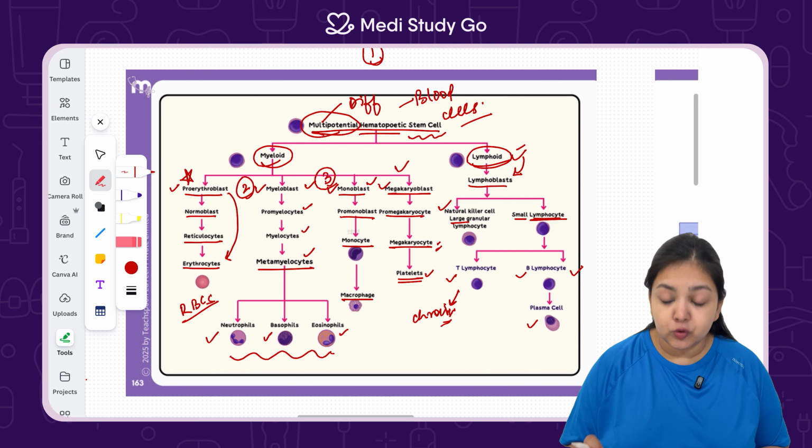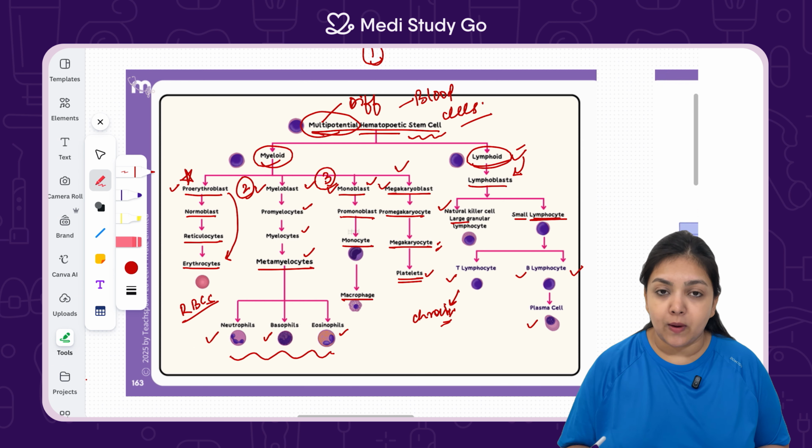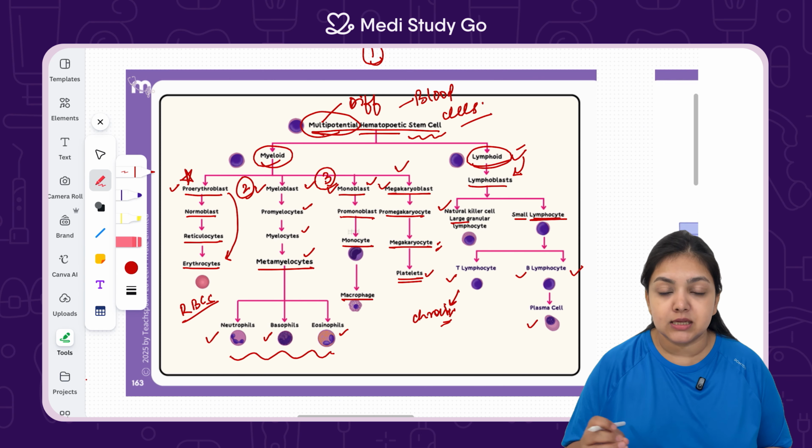So this is how you can study the whole lineage of one stem cell, which on the requirement and stimulus of the body differentiates into the myeloid or the lymphoid lineage and further forms the cell. Now what happens in leukemia is that these blast cells are somehow increased in number, which leads to tumor-like or cancer-like growth in the body.